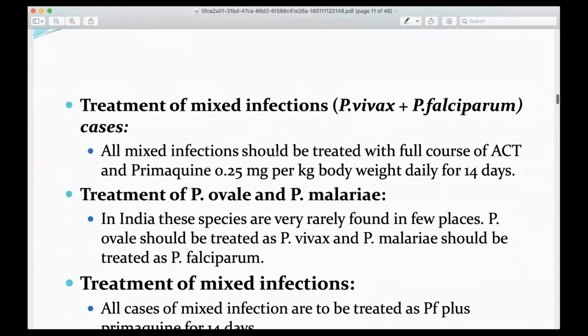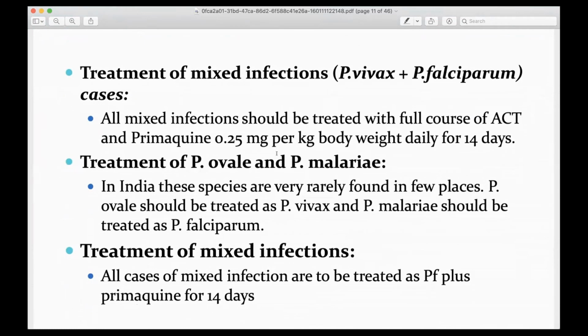So treatment of mixed infection, like if you have Plasmodium vivax and also Plasmodium falciparum cases, all mixed infections should be treated with full coverage of artemisinin combination treatment and primaquine 0.25 milligram per kg body weight daily over 14 days. The treatment of Plasmodium ovale and Plasmodium malariae: in India these species are very rarely found, but in Africa it is very common. And we will discuss the regimen.